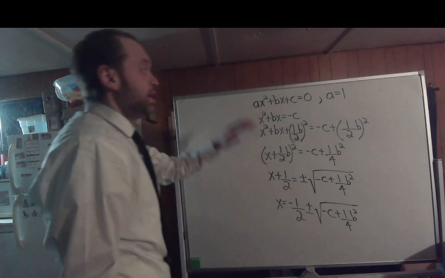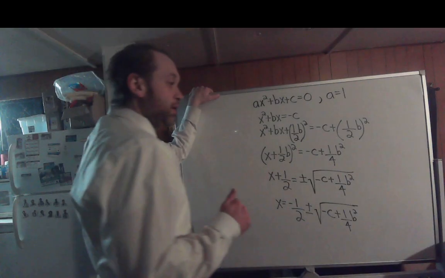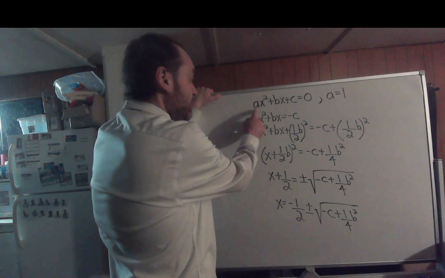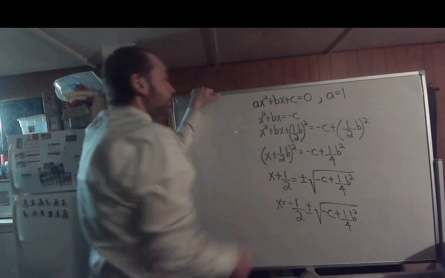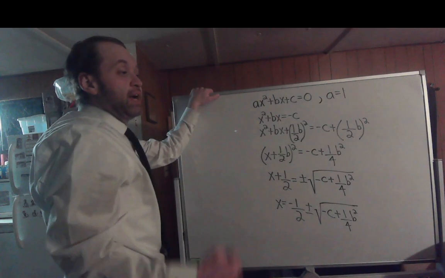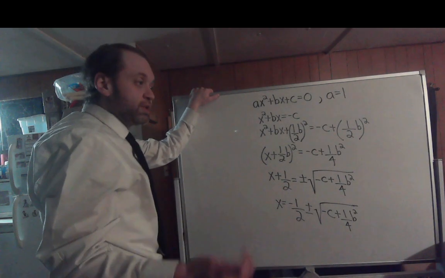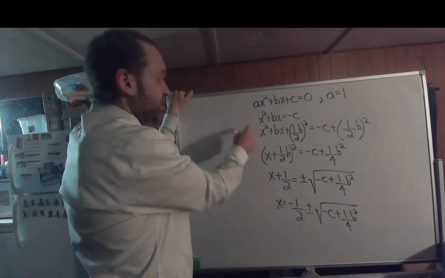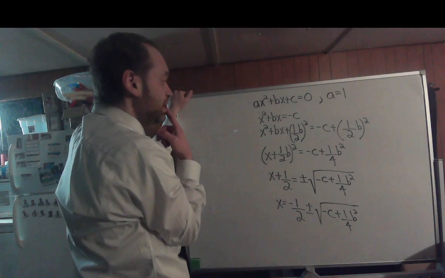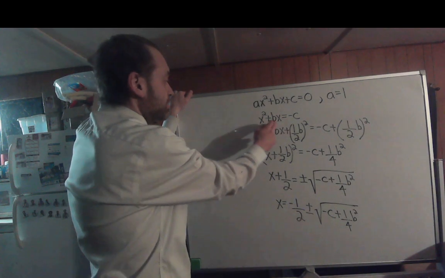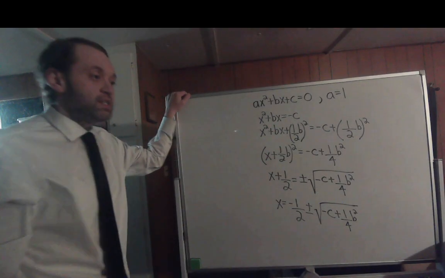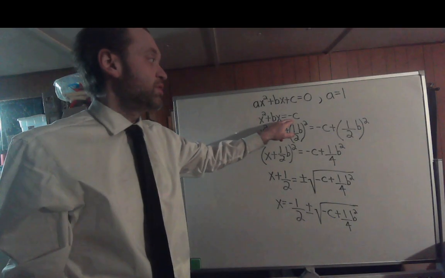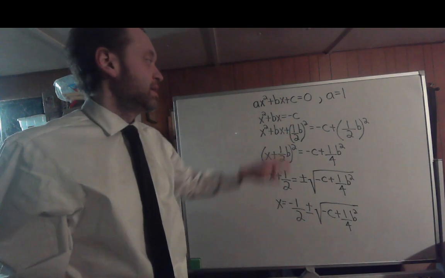equals 0. Now, completing the square only works if the coefficient on the x squared term is 1. If it's not 1, we have to make it 1, and we'll go through that when the time comes. But the idea is the coefficient on the x squared term is going to be 1. So you'd have x squared plus bx, but what you need to do is get rid of your constant term, the c, out of the left-hand side, and move it over to the right-hand side.